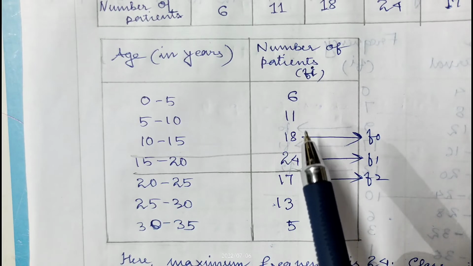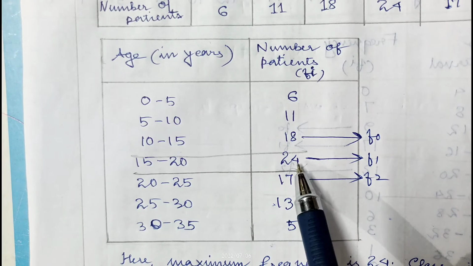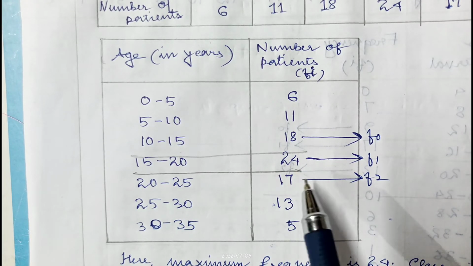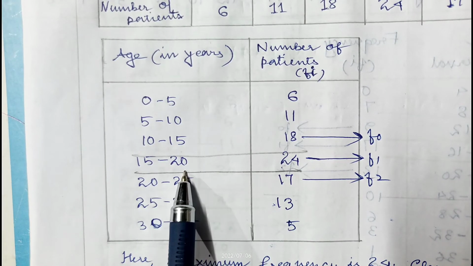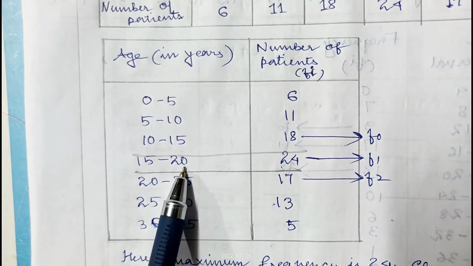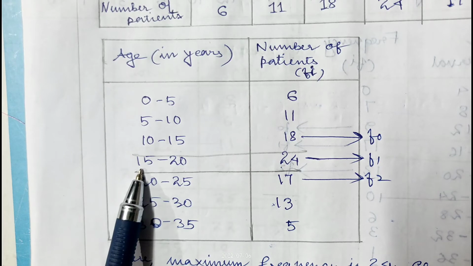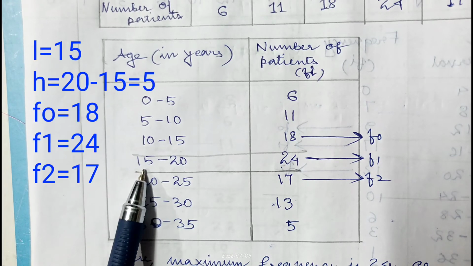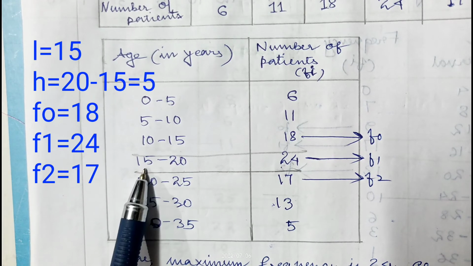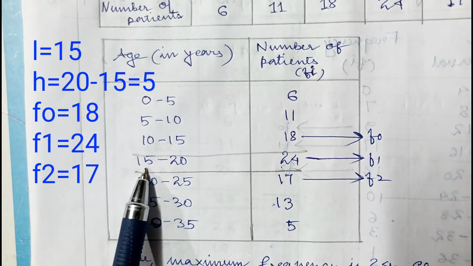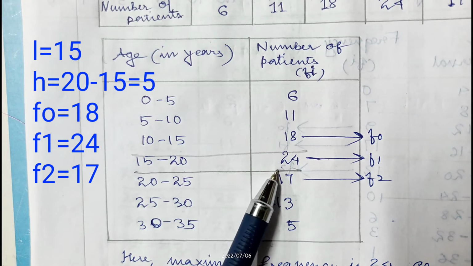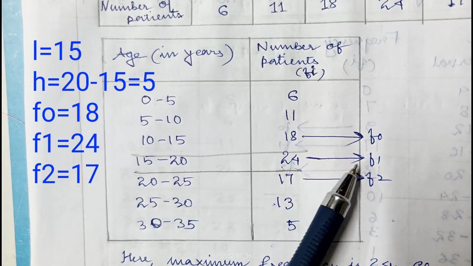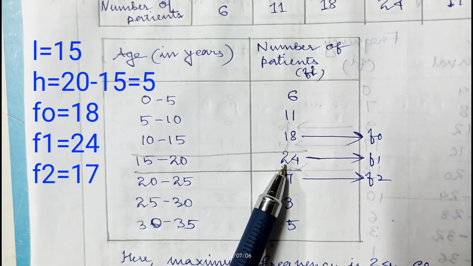In this table, here maximum frequency is 24. Since 24 is the maximum frequency and the class corresponding to 24 is 15 to 20, so modal class is 15 to 20. Therefore, lower limit of the modal class, which is represented by the letter L, is 15. Here size of the modal class will be 20 minus 15, which will give 5, so H will be 5. Here frequency of the modal class, which is represented by F1, is 24.